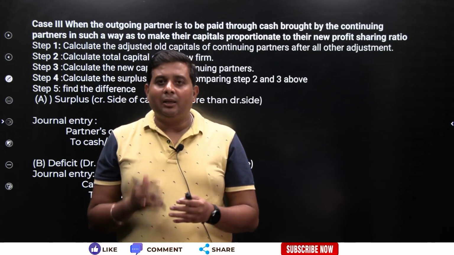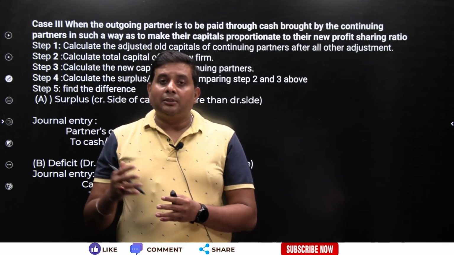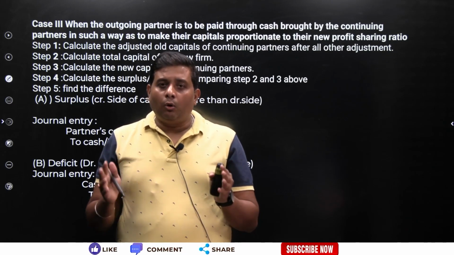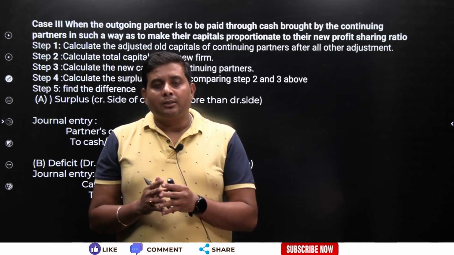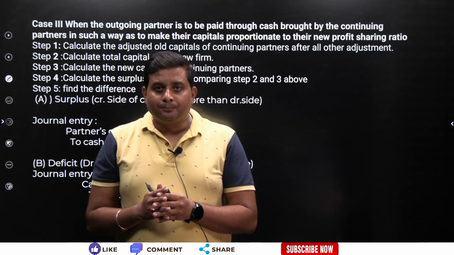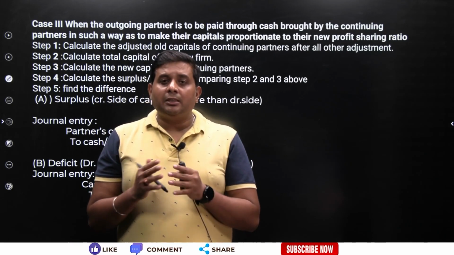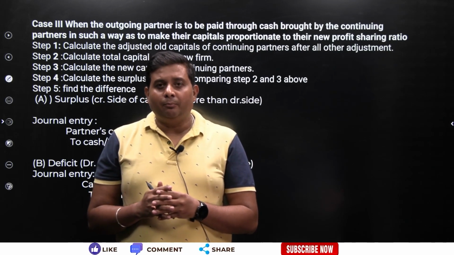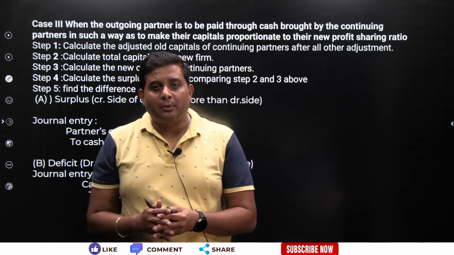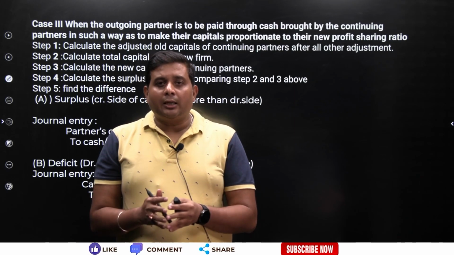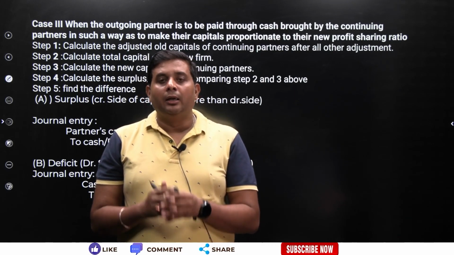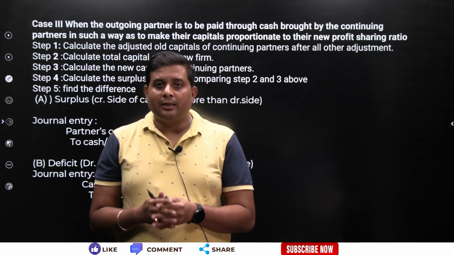Let's have an example. A, B, C are three partners and say B is a retiring partner. So you have to combine all the partners' capital accounts together. When I say all the partners, it means including the retiring partner, and that becomes the total capital of the firm. And that total capital of the new firm is distributed between the continuing partners in their new profit and loss sharing ratio.